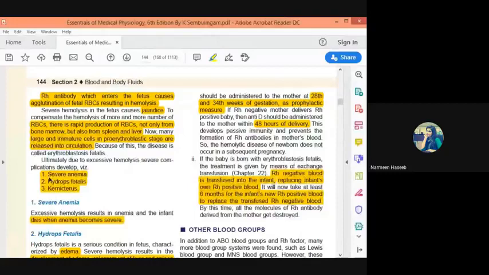Now we are going to discuss the impact of hemolysis. Excessive hemolysis results in anemia. The infant dies when the lungs get severely affected. So there is a smaller amount of RBCs in the body, a smaller amount of iron in the body, and the infant dies. Hydrops fetalis.